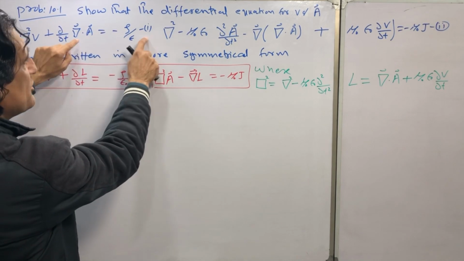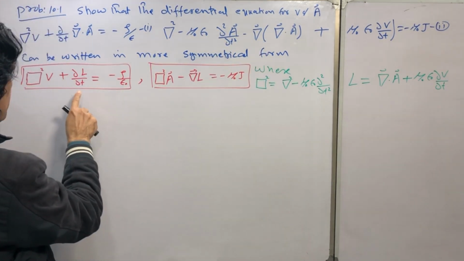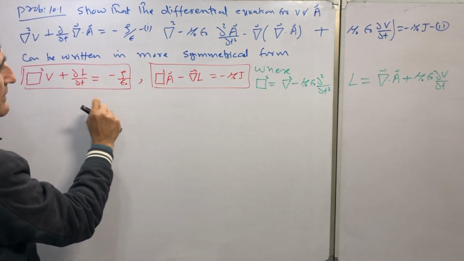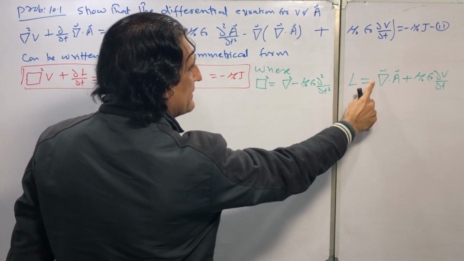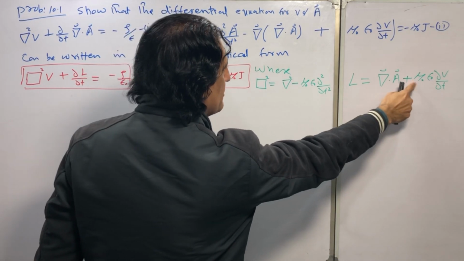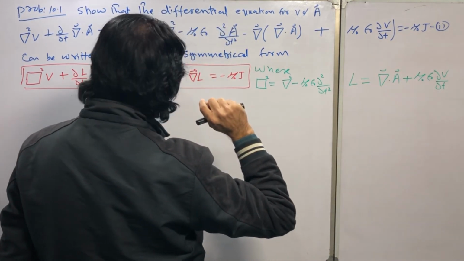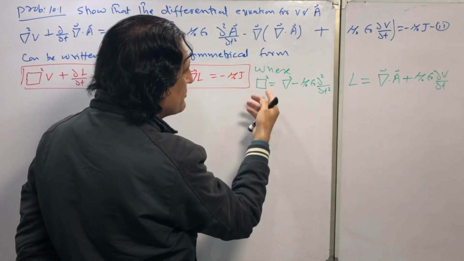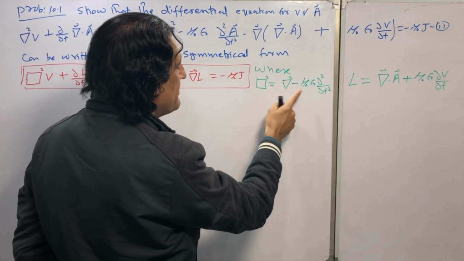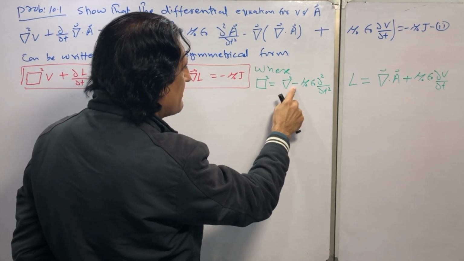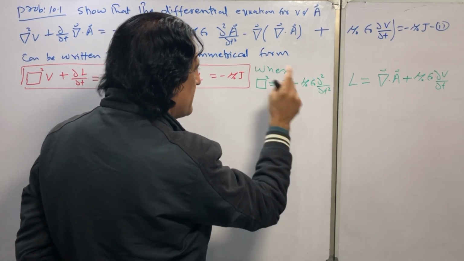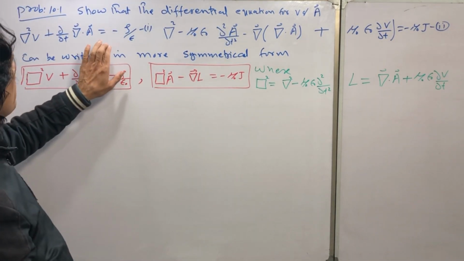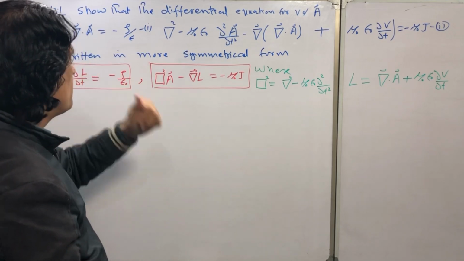These two equations, equation 1 and equation 2, can be written in a more symmetrical form like this and this, where L is given by divergence of A plus mu naught epsilon naught partial V divided by partial T, and where the D'Alembertian is an operator depending upon space and time: del square minus mu naught epsilon naught partial square divided by partial T square. So we have to write these two equations in these two forms.